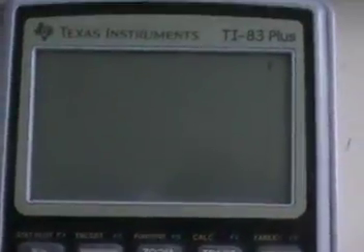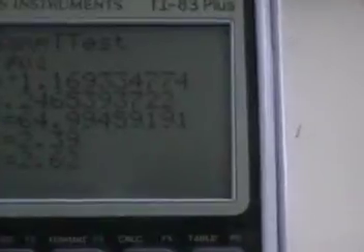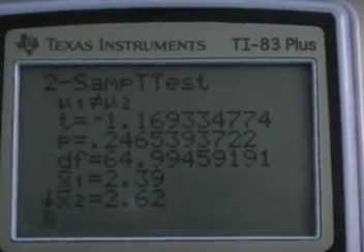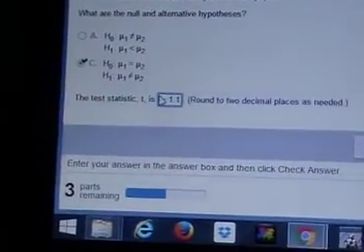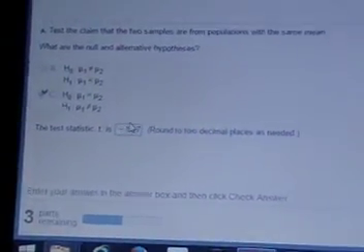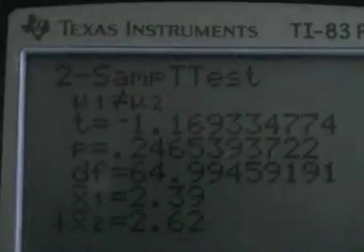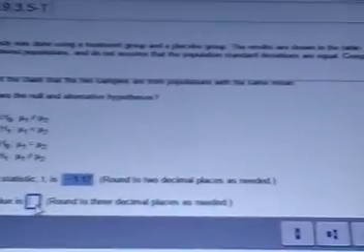Calculate. Here we can get our t-score and our p-value. The t-score wants to be rounded to 2 decimal places. Negative 1.169, so that'll make it negative 1.17. And then the p-value wants 3 decimal places. P-value is 0.2465, so that 5 is going to bump it up to 0.247.